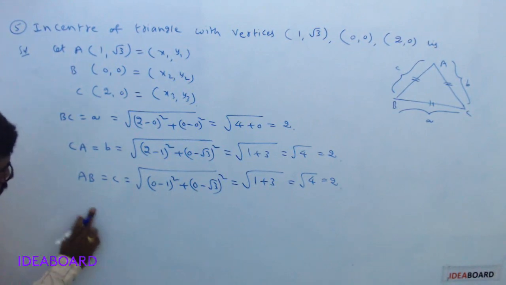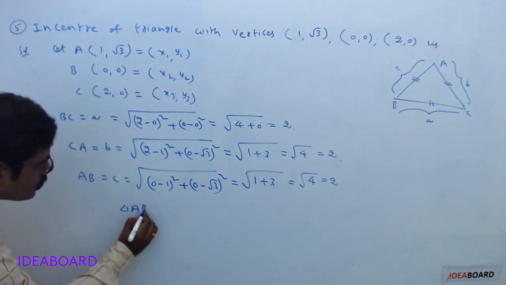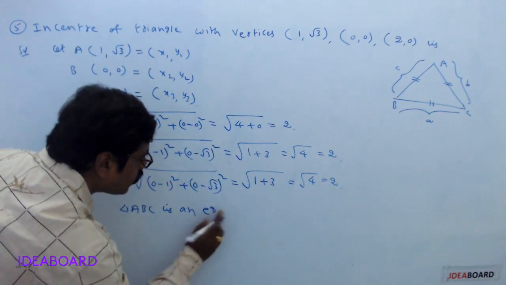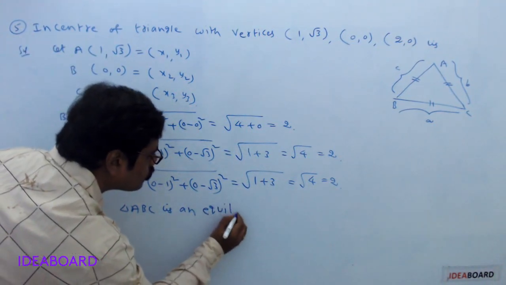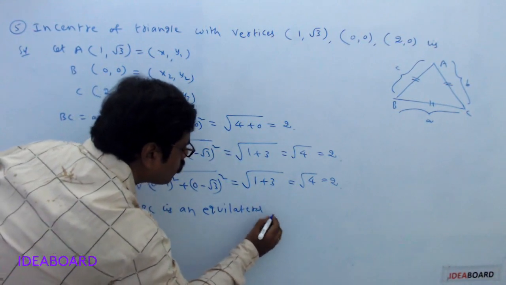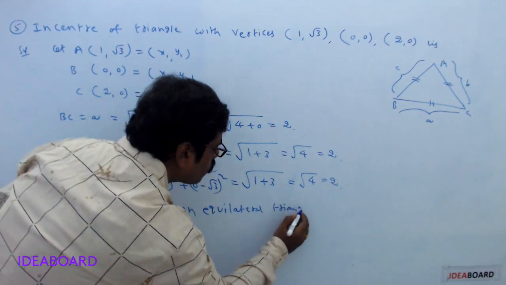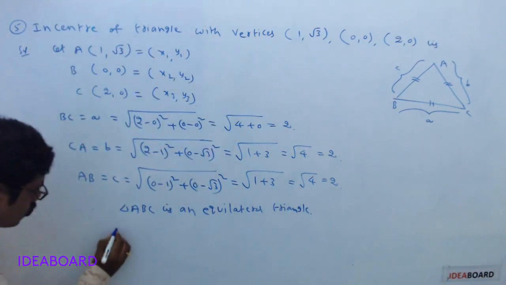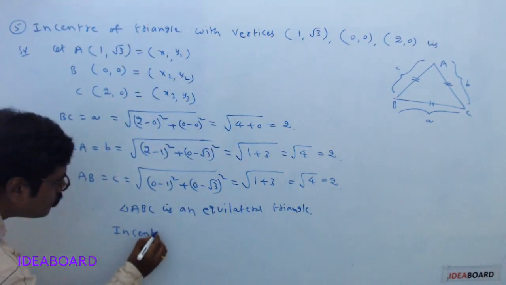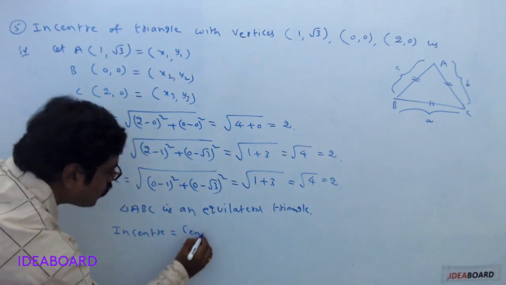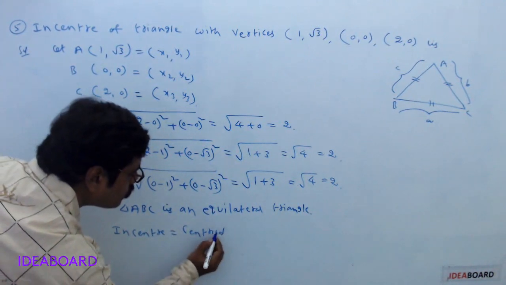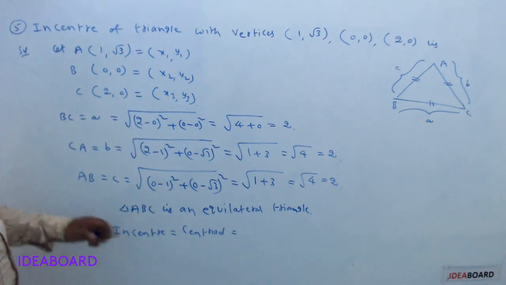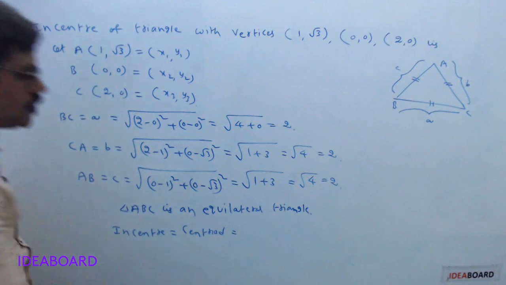So triangle ABC is an equilateral triangle. Okay, so incenter equals centroid. Now calculate the centroid of triangle ABC.